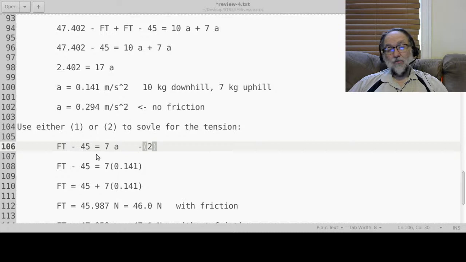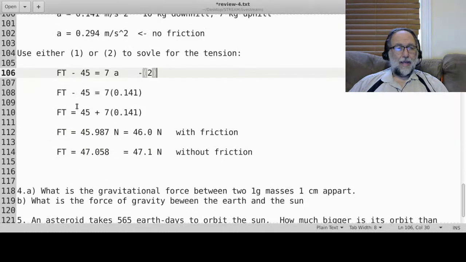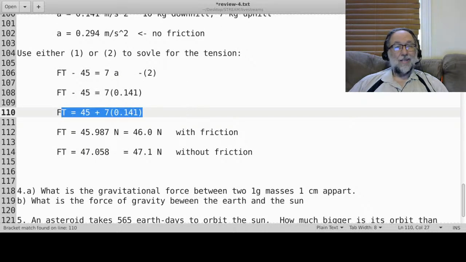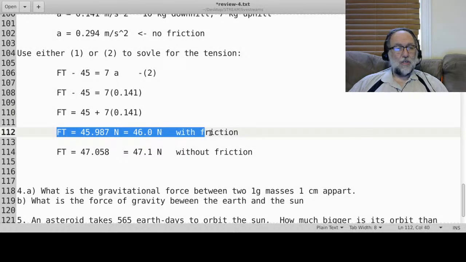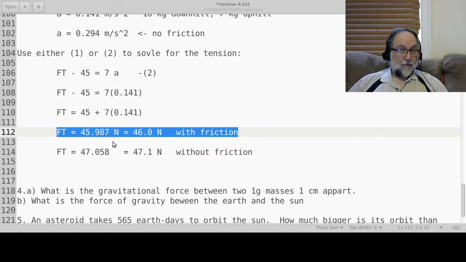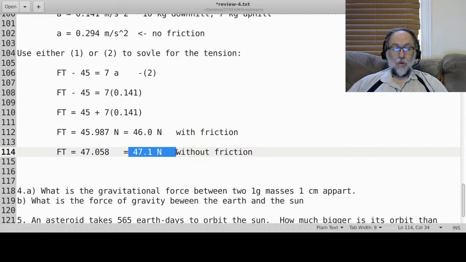I've got Ft minus 45 is equal to 7a. Bring the 45 to the other side. In other words, add 45 to both sides. And then I could substitute in for a because we just calculated it. That's the 0.141. And that gives me that the tension with friction is 46 newtons. If you compare that to what we got in part 1, which had no friction, there we had that the tension was 47.1.